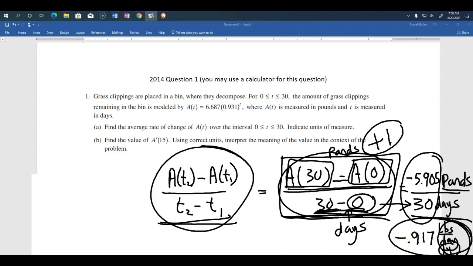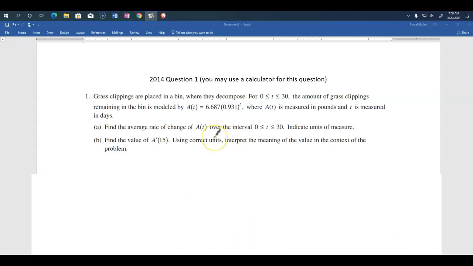Now let's go ahead and take a look at another question here. Let's go ahead and take a look at Part B. Part B says, find the value of A prime 15. Using the correct units, interpret the meaning of this value in the context of the problem. All right, so first of all, I just want you guys to know this is an instantaneous rate of change, right? Now up here we found an average rate of change.